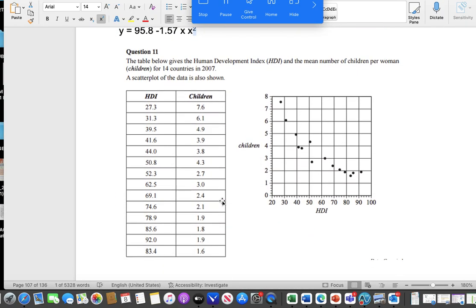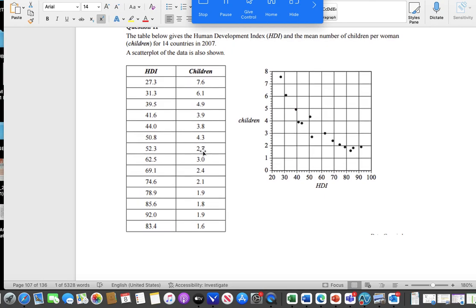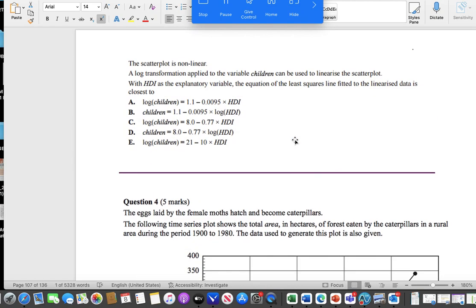Okay, this next one, question 11. It says a table below gives the HDI and the mean number of children per woman for 14 countries in 2007. The scatter plot of the data is also shown. The reason they're giving you the scatter plot here is so you can see children is RV and HDI is EV. So I suggest you write on the top of that, I can't because we're on this program, but you write on the top of that EV and RV so you don't get confused.